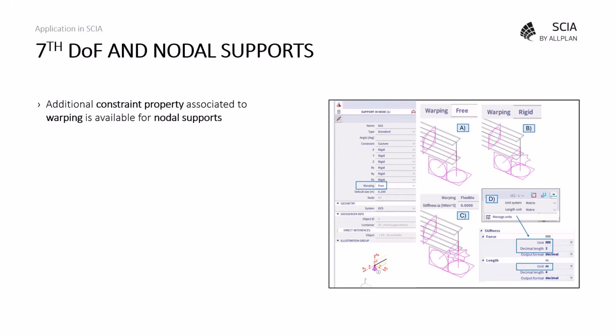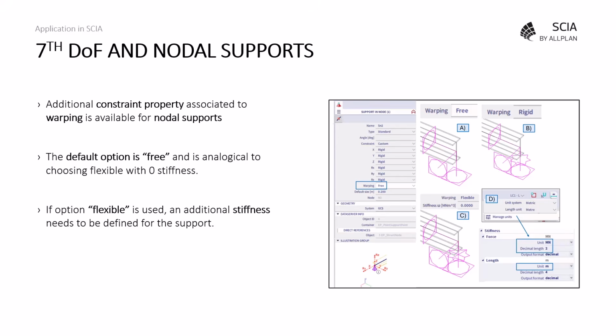As for the nodal supports, we also have an additional constraint property associated to warping, which will be available. And in that case, we'll also have three options. The default option is free and is analogical to choosing flexible with zero stiffness. We also have the flexible option. We'll have also an additional stiffness that we'll need to introduce. And the last option is rigid, for which a full warping constraint is considered in the support. And you can see that the icon changes a bit depending on the type of constraint that we have chosen.